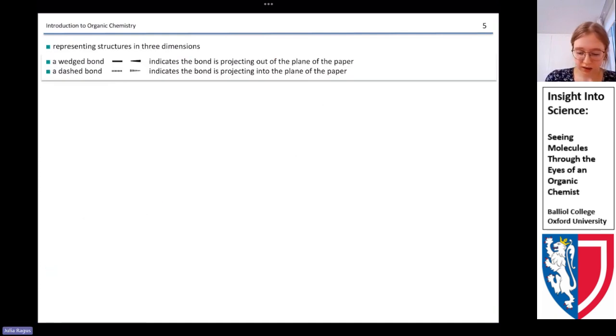So you might have seen that on the slide when I was talking about the tetrahedral structure of methane, we had those quite weird bonds popping up. And what do they mean? A wedged bond indicates that the bond is projecting out of the plane of the paper, in this case, out of the plane of the slide. And a dashed bond indicates that the bond is projecting into the plane of the paper.